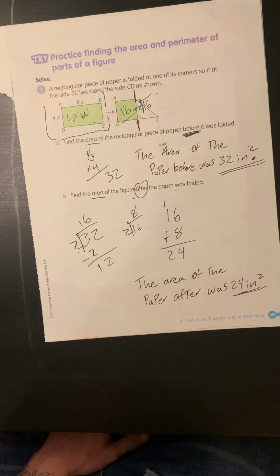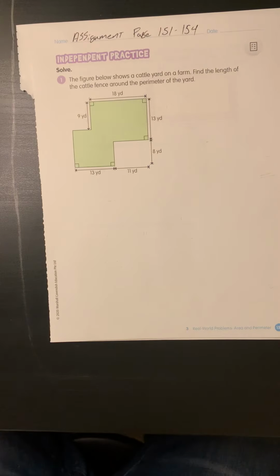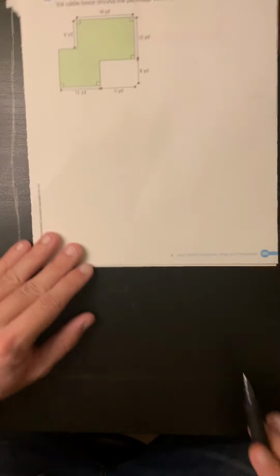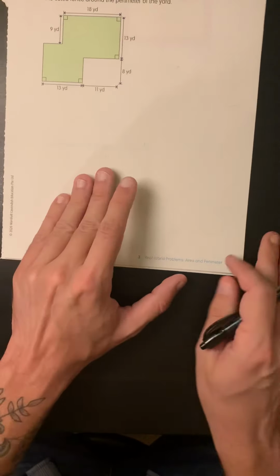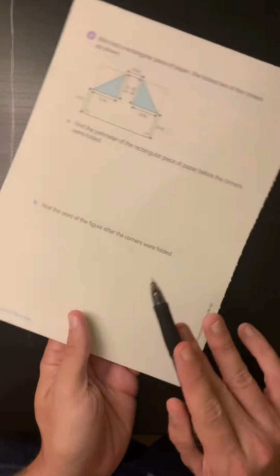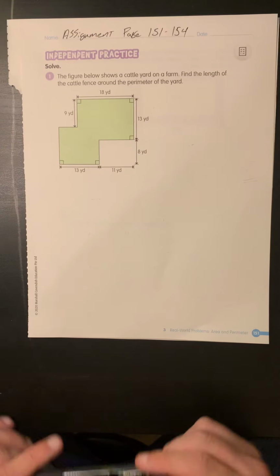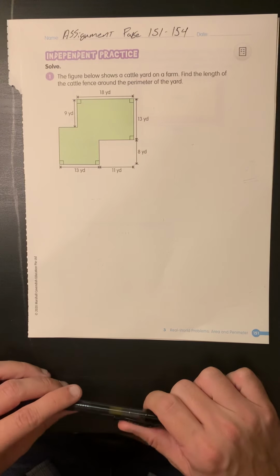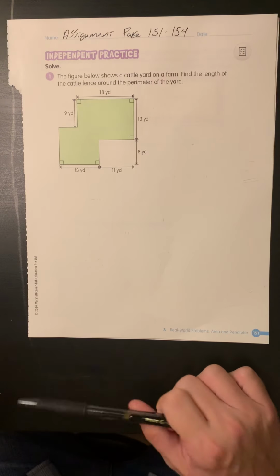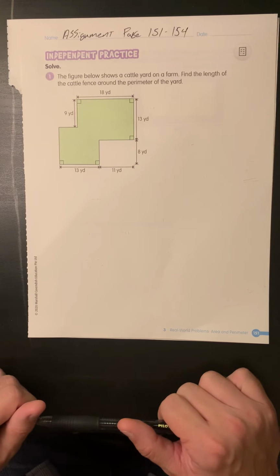So that will wrap it up for today's lesson. Your assignment pages found in your math workbook are pages 151, 152, 153, and 154. It's 4 questions with 1 or 2 parts each, and you're either finding the area by multiplying or the perimeter by adding.